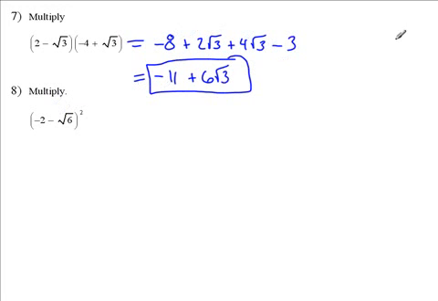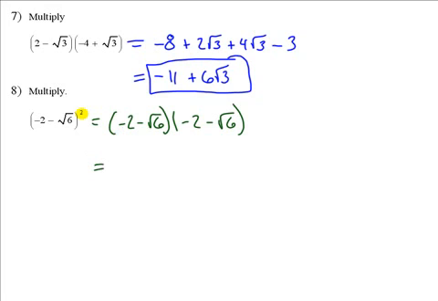Number 8, we're asked to square this binomial. And most people make the mistake of just squaring what they see. But what does it mean to square something? It means to multiply it by itself. So we actually need to write this as negative 2 minus root 6 times negative 2 minus root 6. That's what it means to square something. It means to multiply that something by itself.